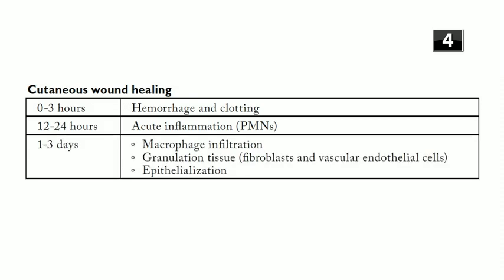Then on days 1 to 3, you have 3 overlapping things going on. The neutrophils are being replaced by macrophages, which clean things up and clear out cellular debris. You have granulation tissue being formed with fibroblasts coming in and laying down collagen, and then vascular endothelial cells coming in to reestablish the blood supply. What type of collagen did we say was involved with granulation tissue? The bloody collagen, type 3.